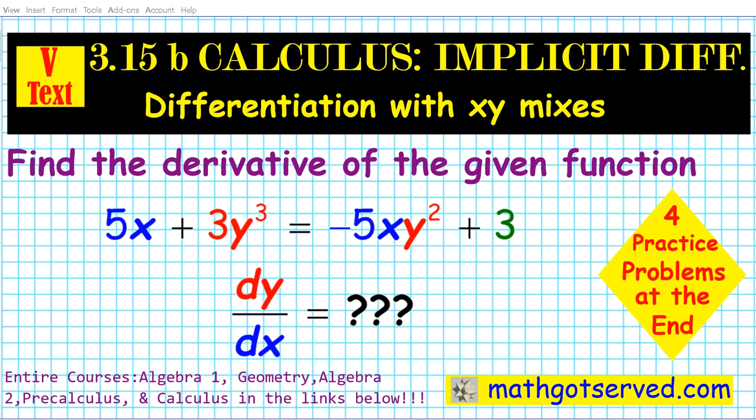In this clip, we're going to be going over section 3.15b of our virtual calculus text on implicit differentiation. We're going to look at how to differentiate implicit functions with x and y mixes. A depiction of the type of problem we're going to cover is given here. We are to find the derivative of the given function 5x plus 3y cubed equals negative 5xy squared plus 3.